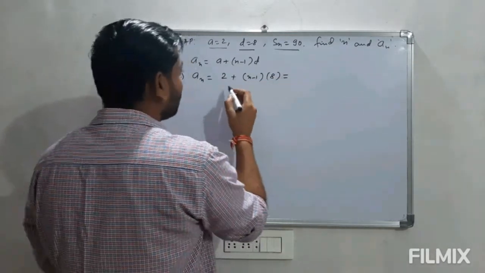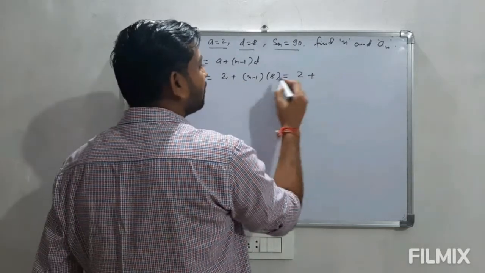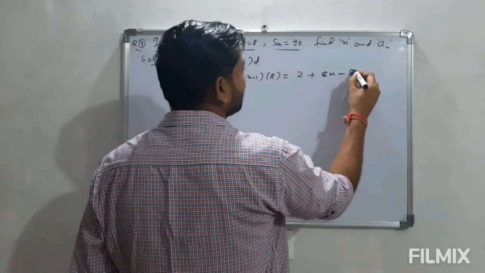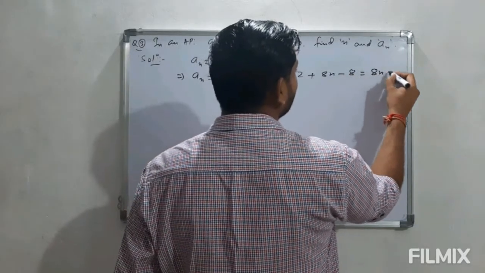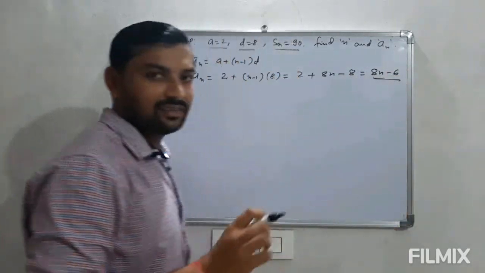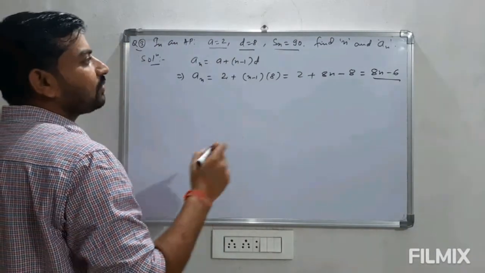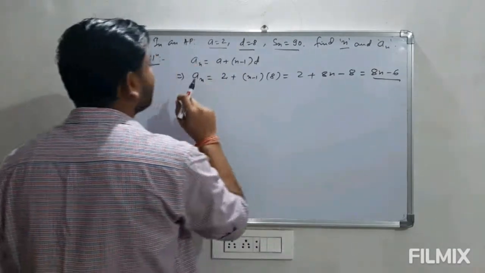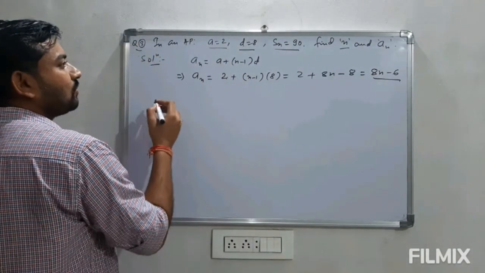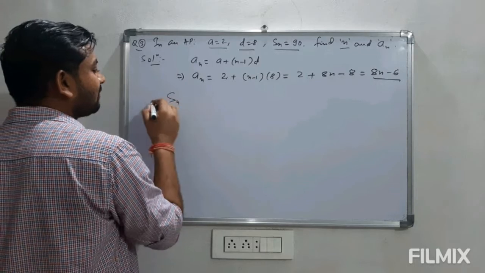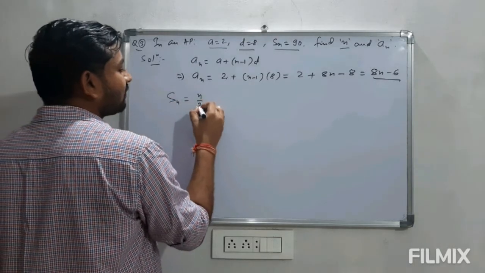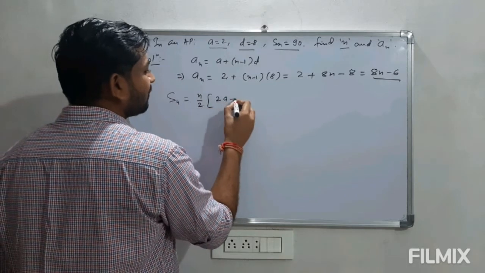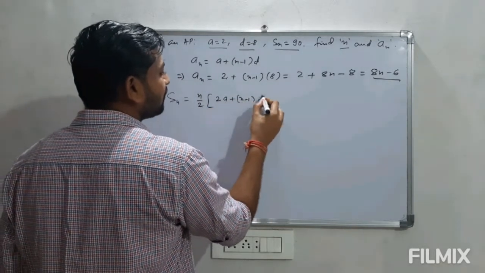If we try to solve this, multiplying the 8 into the bracket, we get 8n minus 8. So from here we get 8n minus 6. This is the nth term in terms of n only. Once we get this n, we can find out the value of an from this. So let us come to the second relation, that is Sn. The formula is n by 2 into 2a plus n minus 1 into d.